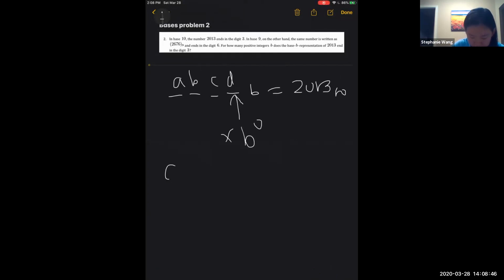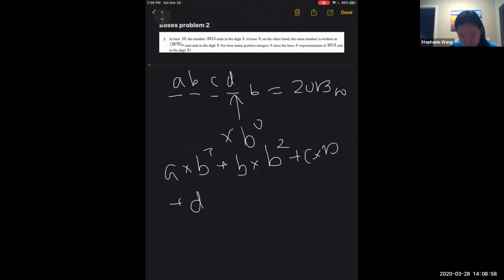So let's say we have some number in base B, and then this would equal 2013 base 10. This last digit is going to be multiplied by B to the power of 0. Let's say our number is ABCD. We're going to have A times B cubed plus B times B squared plus C times B, and then plus D. I should have used a different variable, but whatever. And we know that D will have to be 3 because it ends in the digit 3.